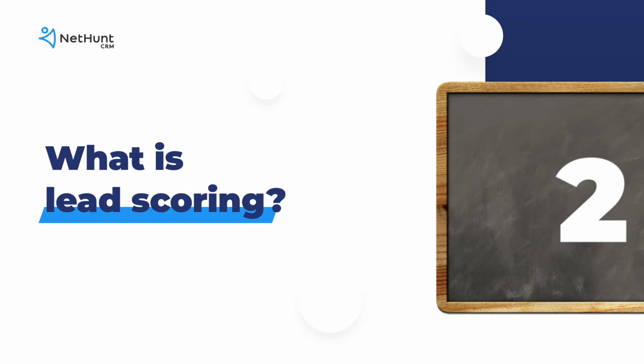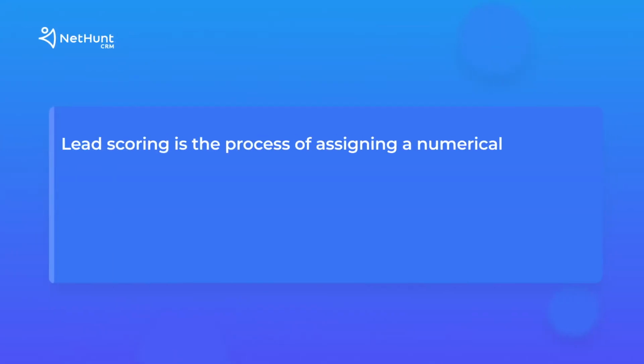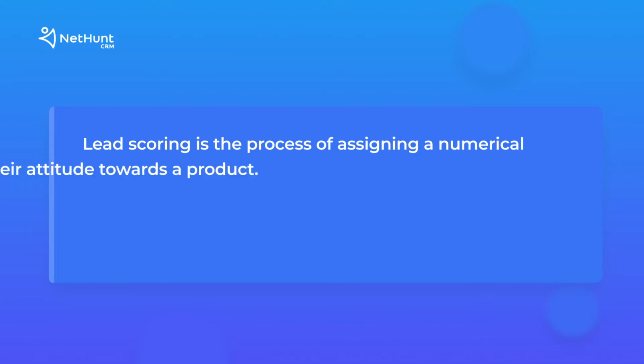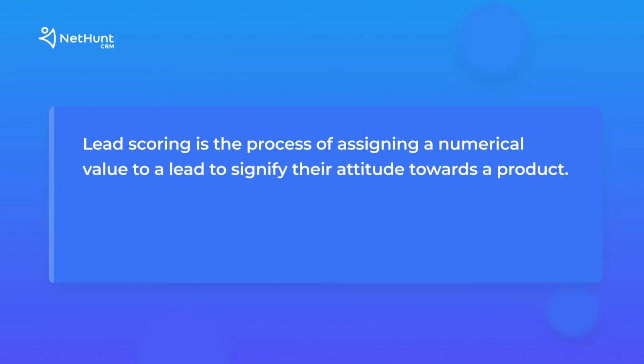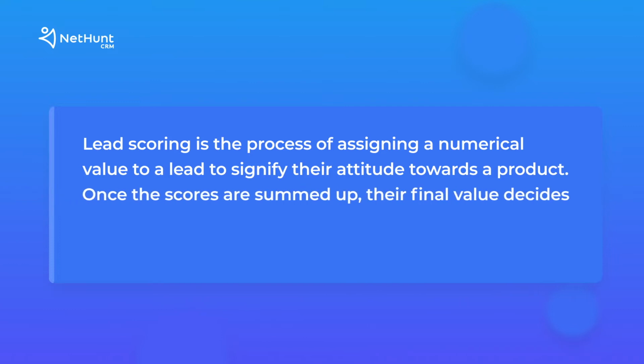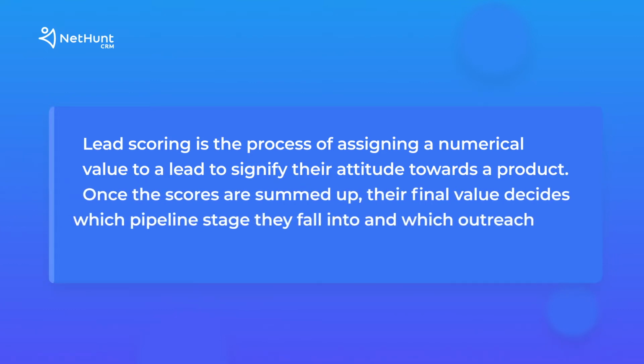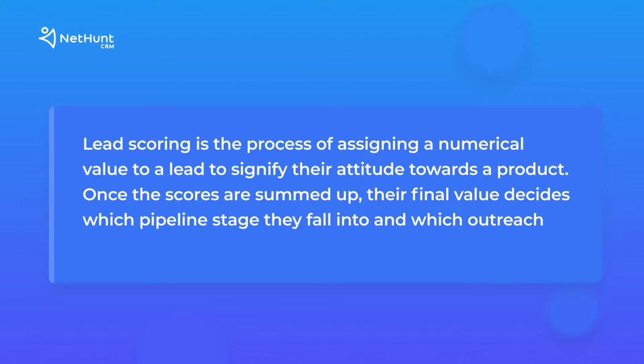Qualify leads and decide where they can be placed on a pipeline with lead scoring. This is the process of assigning a numerical value to a lead to signify their attitude towards a product. Once the scores are summed up, their final number decides which pipeline stage they fall into and which outreach they are subject to next.